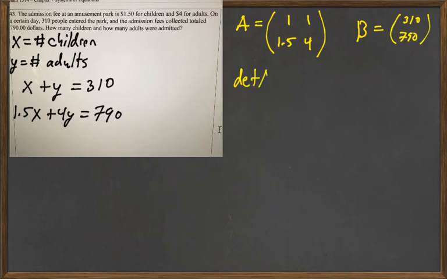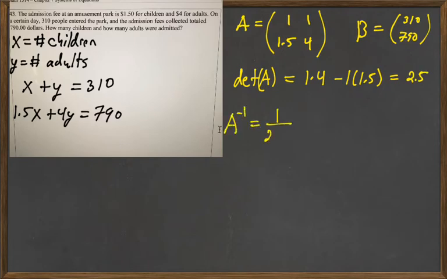We'll find the determinant of A, which will be 1 times 4 minus 1 times 1.5. So it'll be 2.5. A inverse will be 1 over the determinant. Switch the 1 and 4. Make the 1.5 and the other one negative, opposite signs. And then we'll go ahead and multiply that 2.5 through. So this one ended up being a little bit nicer decimal.